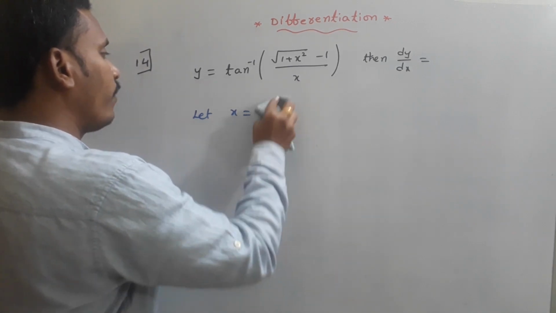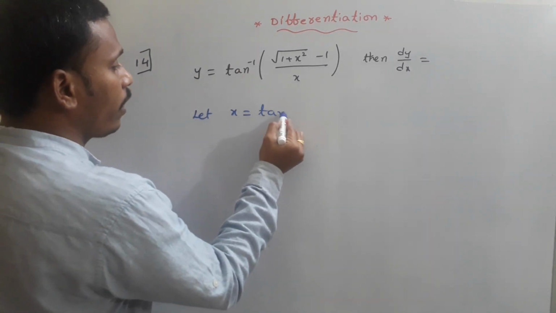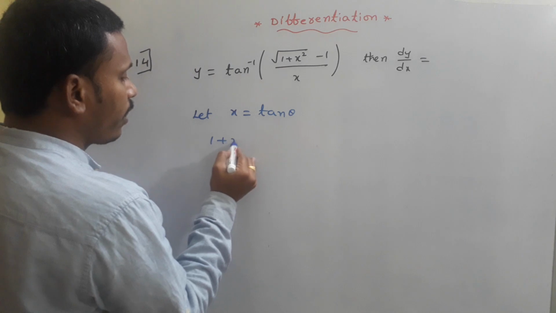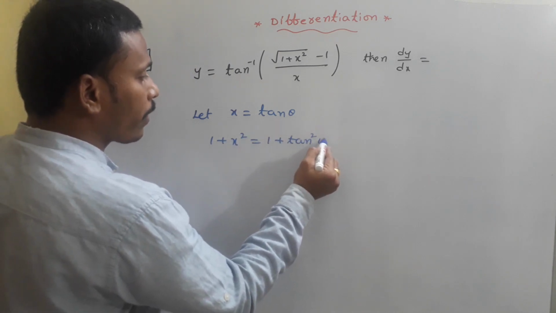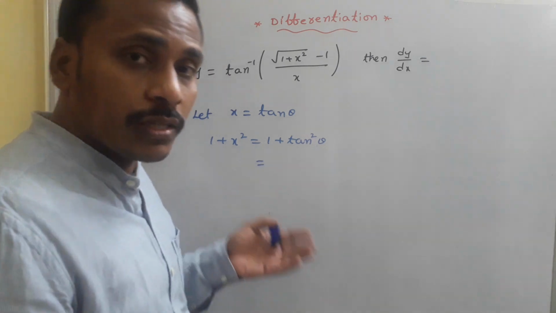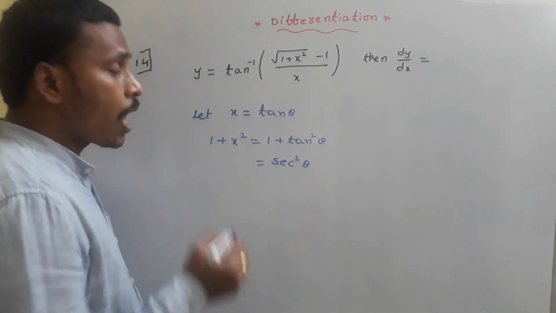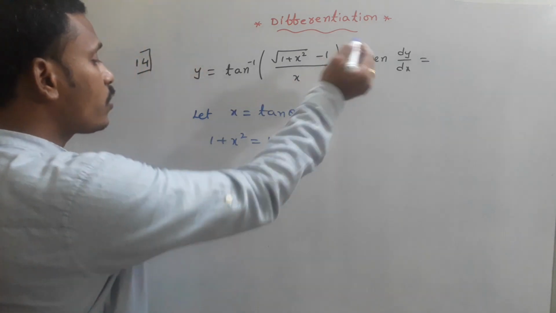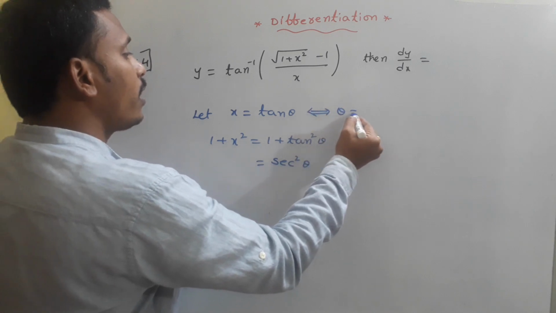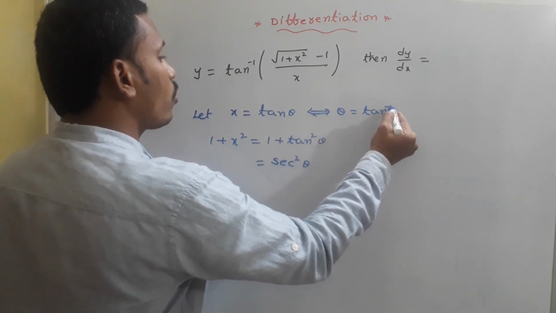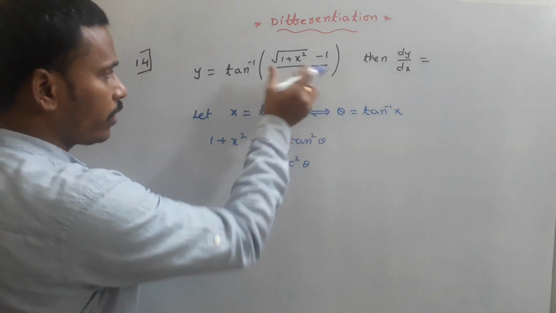I will take tan theta, right? Take x equal to tan theta. Then 1 plus x square is 1 plus tan square theta. Since secant square theta minus tan square theta is 1, 1 plus tan square theta is secant square theta. And since we are taking x equal to tan theta, theta is equal to tan inverse x. Now try to convert the complete problem in terms of theta.